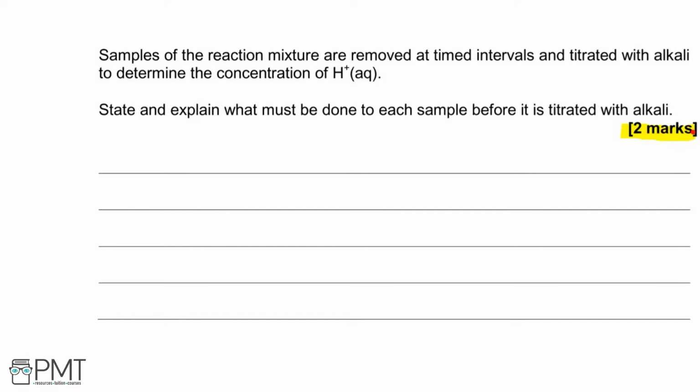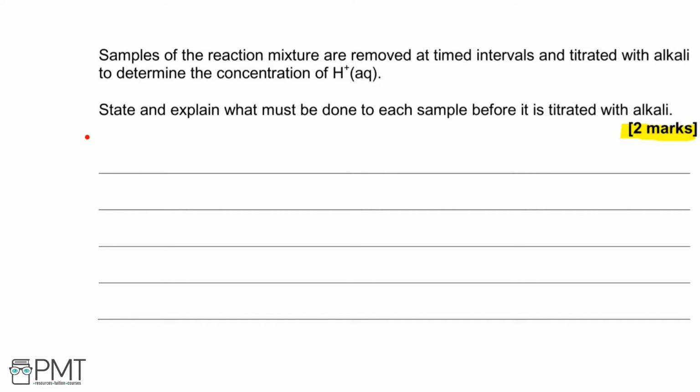So, in order to be able to determine the concentration of the hydrogen ions at a specific time, we need the sample we take from the reaction to continue to be representative of that point in the reaction. And if we just take a sample of the reaction mixture, it can continue to react.